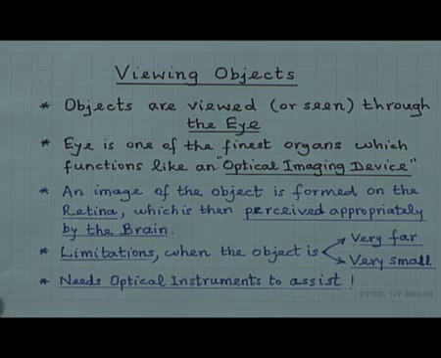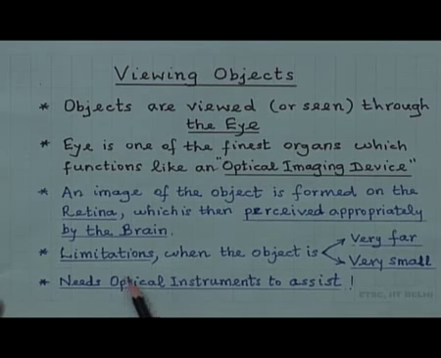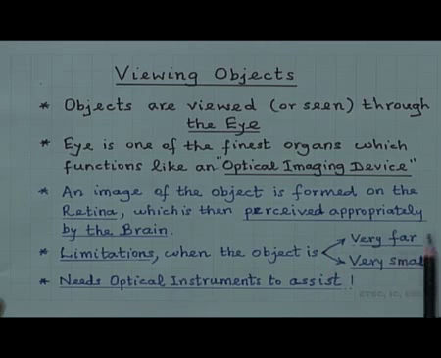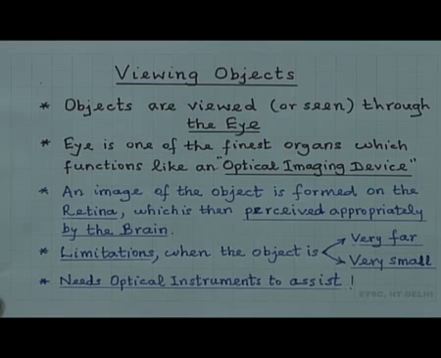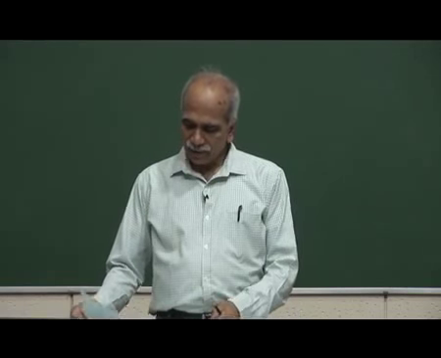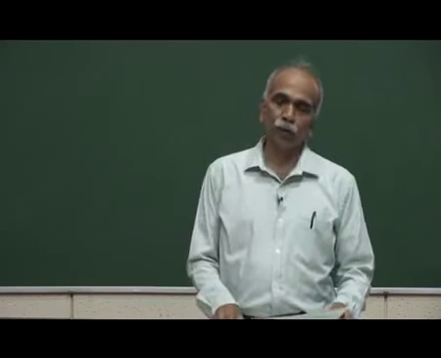Now, there are certain limitations. The limitations are when the object is very far, like celestial bodies, stars, distant galaxies, or when the object is very small, like microorganisms and very small objects, and then the eye needs some optical instruments to assist in viewing. So, that is what we mean by viewing objects and the need for optical instruments.